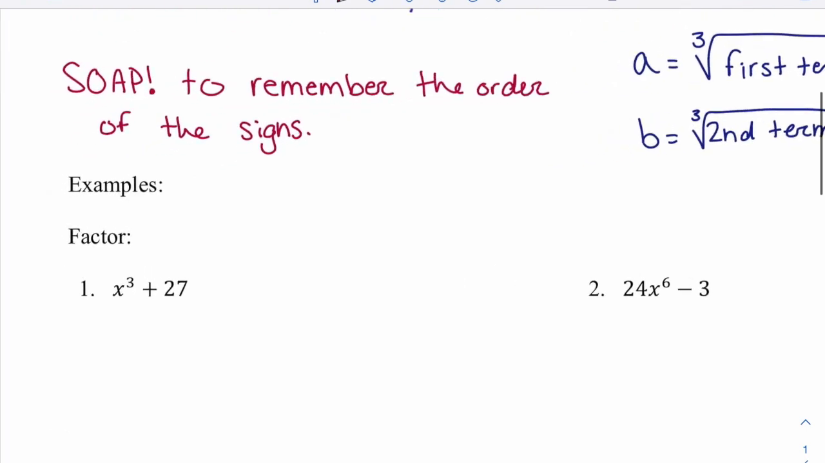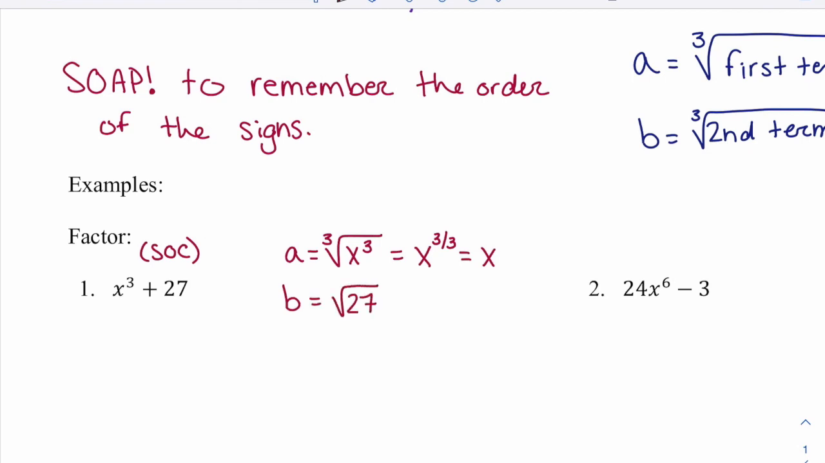And here I'm going to have sum of cubes. So we need to find my A and B. So remember, my A is going to be the cube root of the first term. And to find the cube root of x cubed, I can take the exponent, divide it by the root, and I just get x. And then the cube root of 27 is what number to the third power is 27? Well, that would be 3. So those are my A and my B, and I just plug them into my formula.